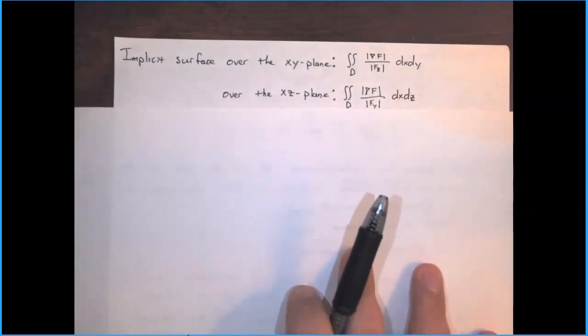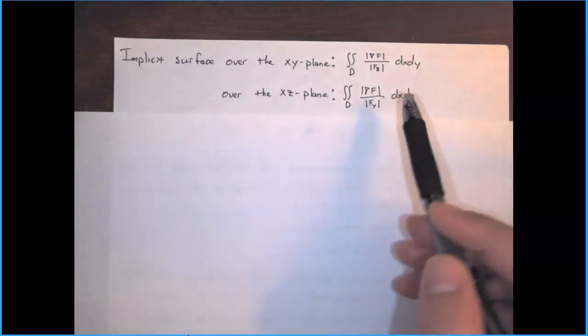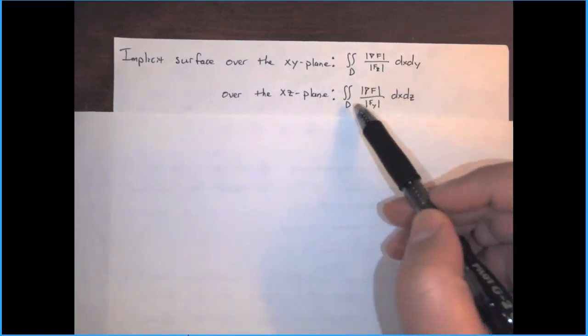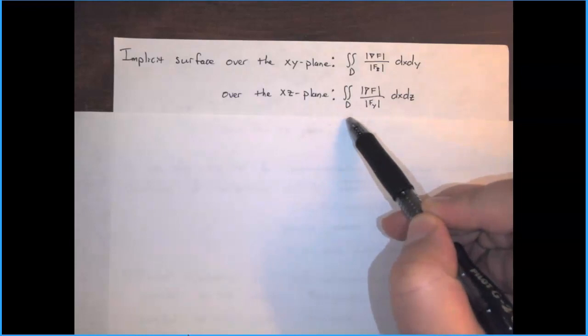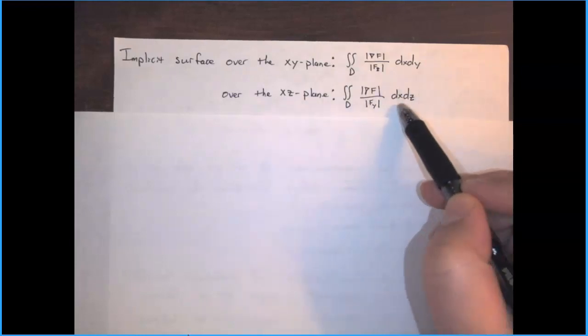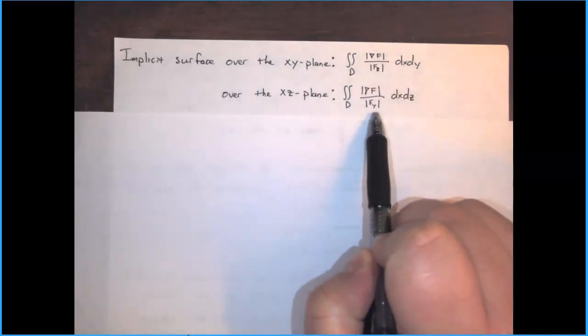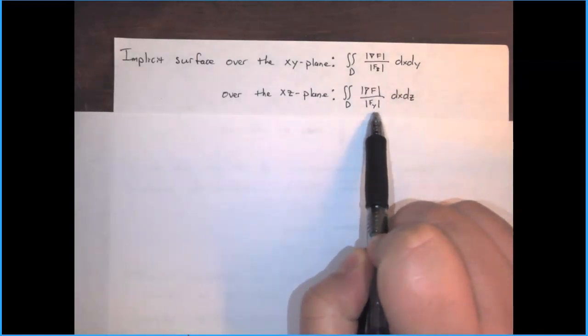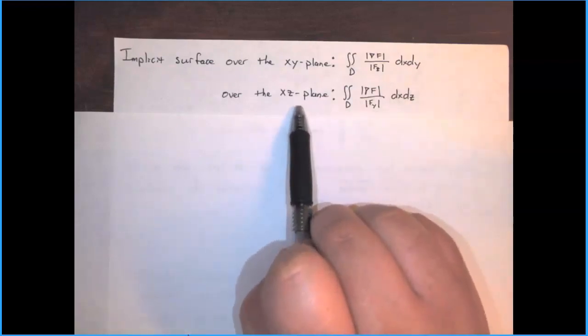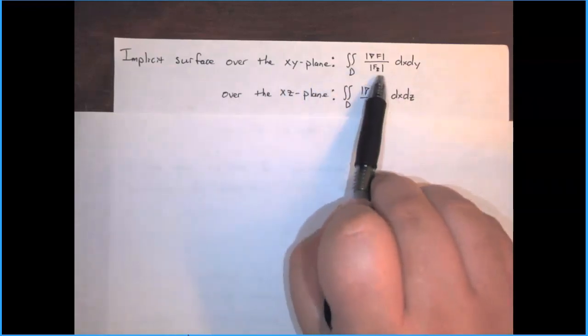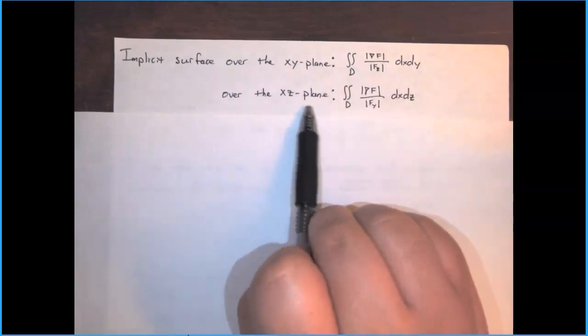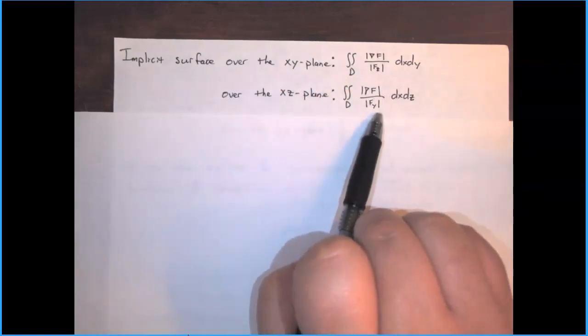So what we can do, if I want to integrate an implicit surface over the xz plane, all that changes in the formula is now D. Instead of D being in the xy plane, it's in the xz plane, so we're integrating with respect to x and z. And instead of dividing by the z partial derivative, I divide by the y partial derivative. So whichever variable is 0 in this plane. So z is 0 in the xy plane, I divide by the z partial derivative. Y is 0 in the xz plane, I divide by the y partial derivative.